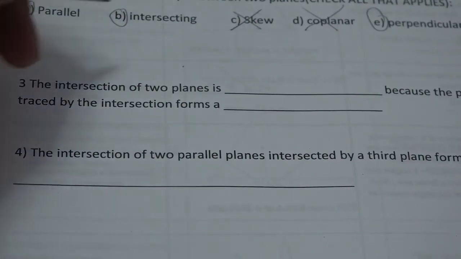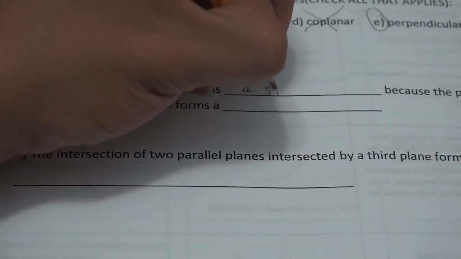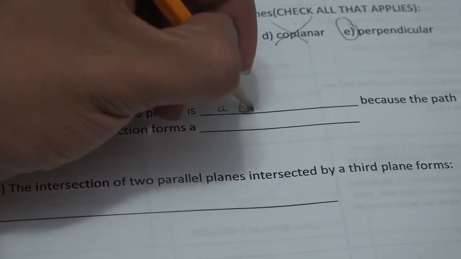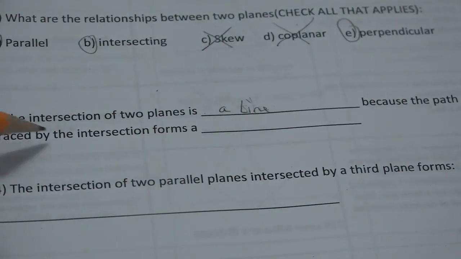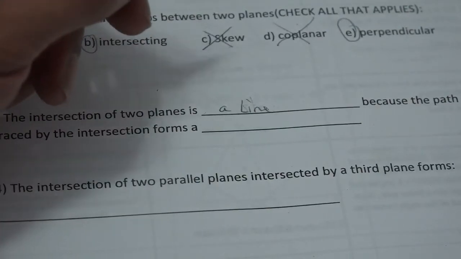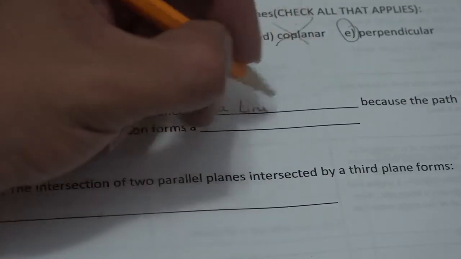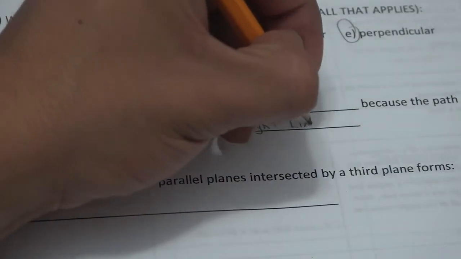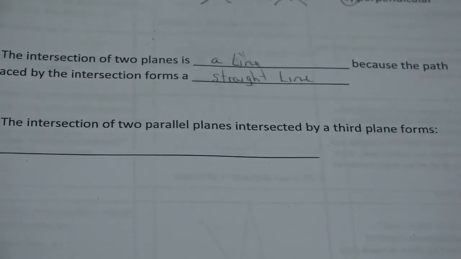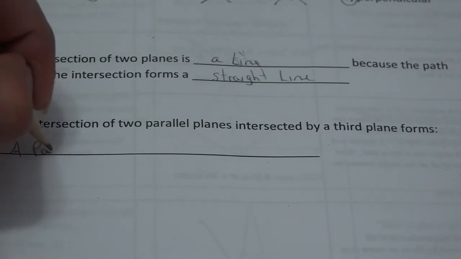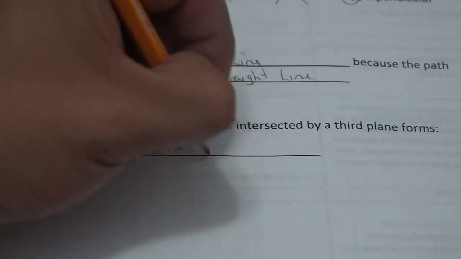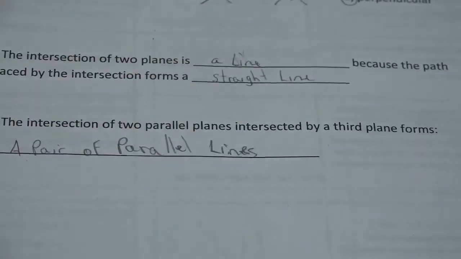Okay. The intersection of two planes is a straight line. Or let's just say a line, because the path traced by the intersection forms a straight line. Last but not least, the intersection of two parallel planes intersected by a third plane forms a pair of parallel lines. As simple as that.